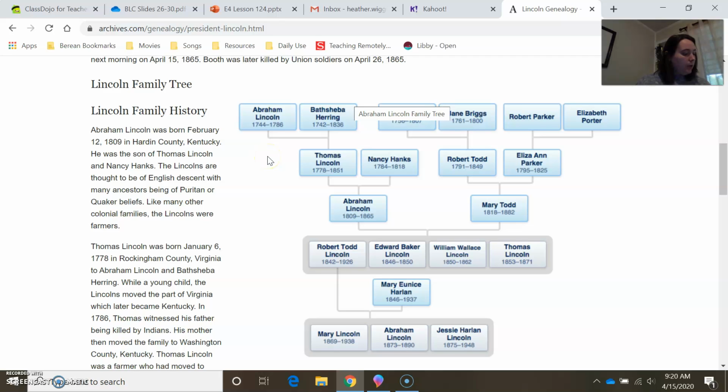Number 4. How many years older was this grandparent than the other grandparent? Well, she was 2 years older. 44, 42, 2 years older. What was her name? Bathsheba Herring.